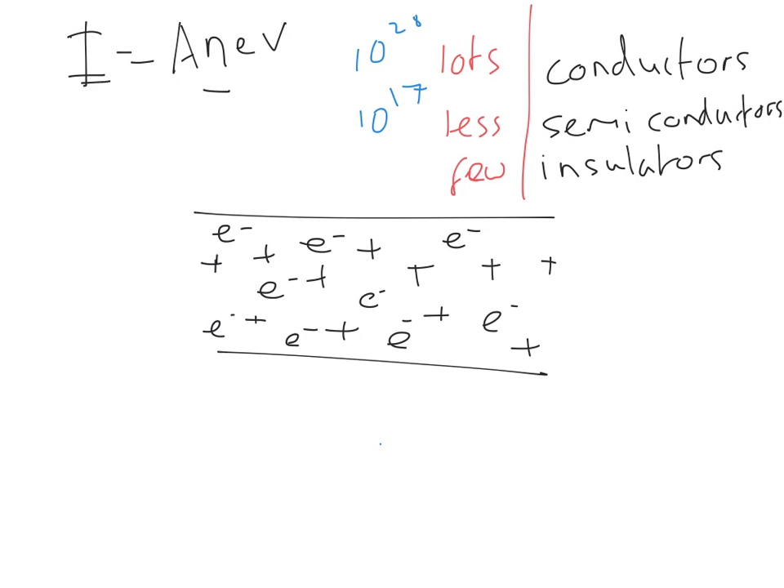Now please remember, n is equal to a number of charge carriers per meter cubed. So the unit for n is meters to the minus 3, an important unit that you need to remember. So just to recap, number density is the number of charge carriers per meter cubed. Conductors have lots, semiconductors have less, and insulators have very few indeed. Metals being even the better type.